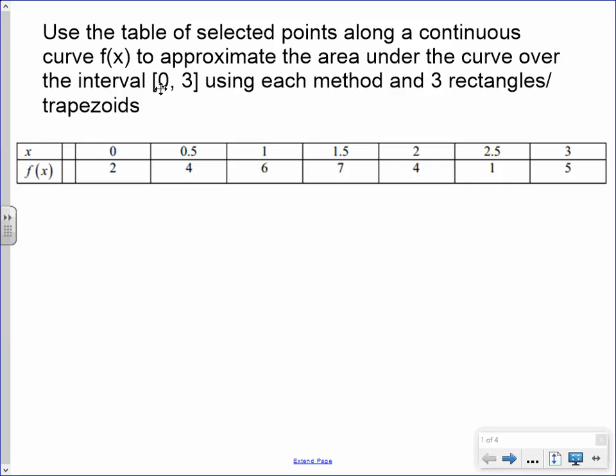Here I have a table of values. I'd like you to take 30 seconds, maybe 60 seconds, and write down this table. It doesn't have to be pretty. Just in one line, write your x's, and the next line, write your f of x's.